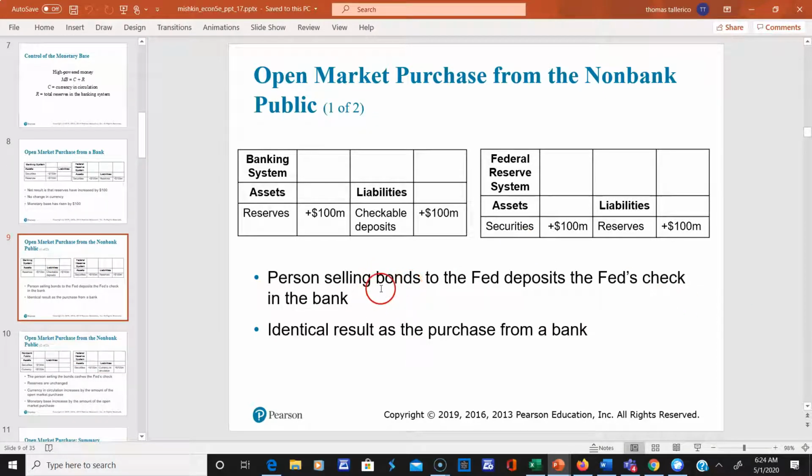Here's another look at that, from the nonbank public. A person selling bonds to the Fed deposits the Fed's check in the bank. They sold a bond and they got paid. It's an identical result as if they had sold it to the bank. You can see that the checkable deposit was made here for $100 million, and this is added to the reserves, and here's the Federal Reserve. So whether they sold it to the Fed directly or through the banking system, the outcome is the same from a balance sheet standpoint.